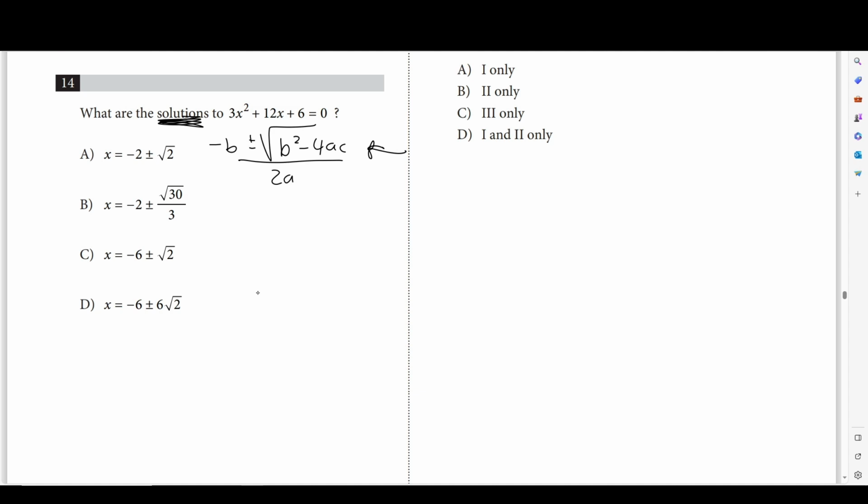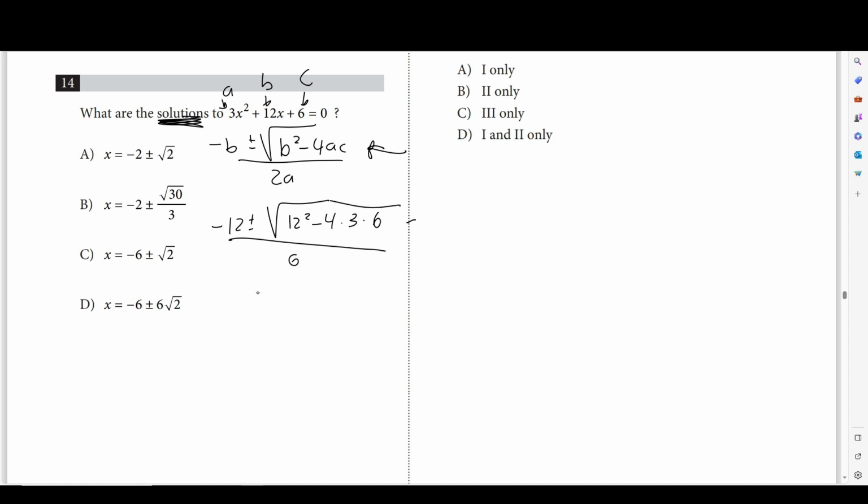So we're just going to plug in our values. Remember that the coefficient in front of the x squared is our a, the coefficient in front of the regular x is going to be our b, and the coefficient with no x is going to be our c. So if we just plug in these values, it's going to be negative 12 plus minus radical 12 squared minus 4 times 3 times 6, divided by 6, right?